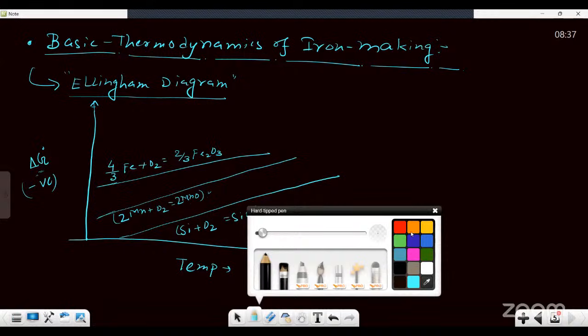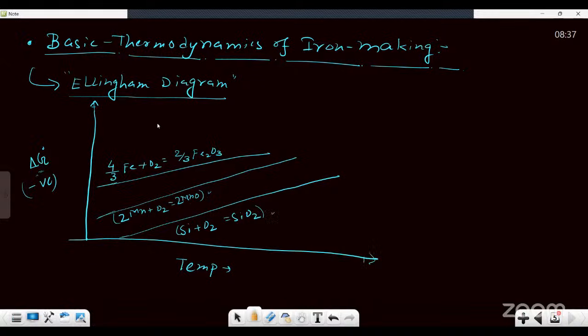Now you see that there are two lines which are very important and which we need to understand. One line is this. What is this line? This is 2 times carbon plus oxygen giving us 2 times CO. So this is the line for carbon monoxide. And if you look at this line, how is the slope of this line? The slope of this line is basically downward. So it is sloping downward. It is basically a negative slope, I can say.